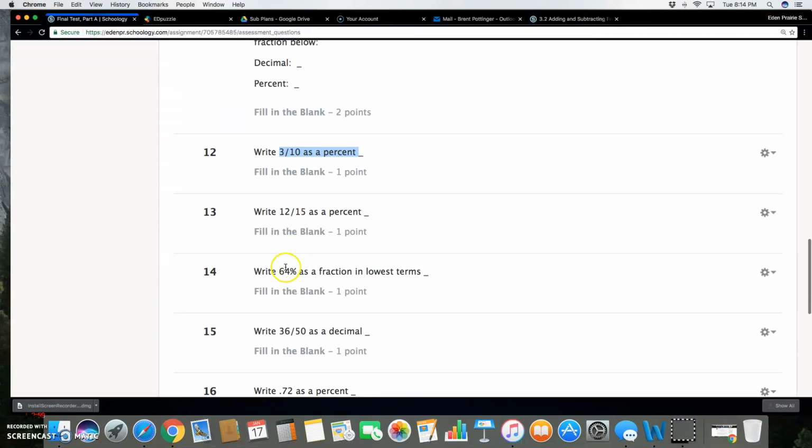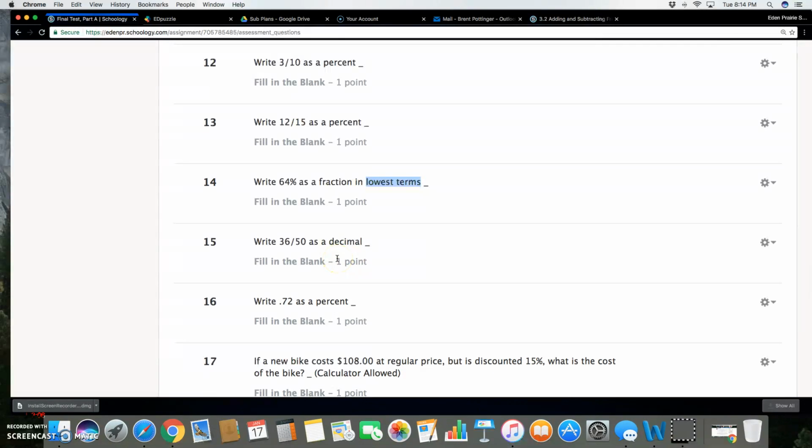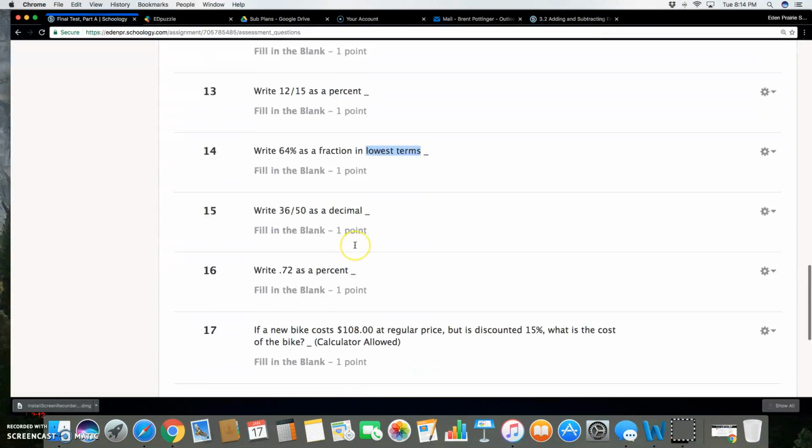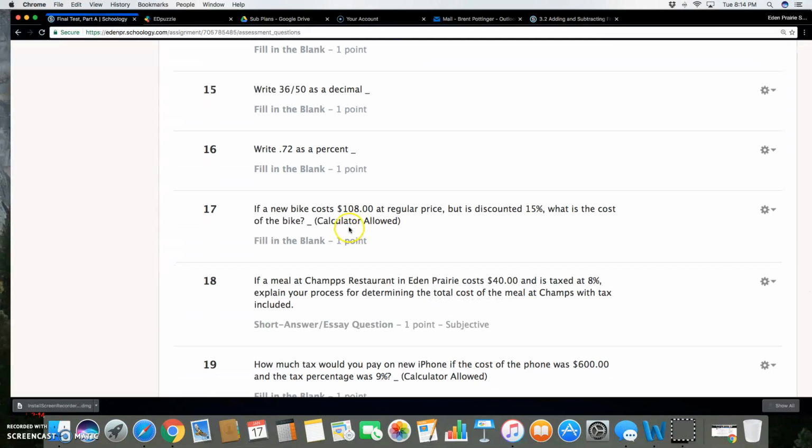Number 14, I want 64% as a fraction in the lowest terms. 15, I want 36/50ths as a decimal. 16, I want 72/100ths as a percent. Number 17 asks you to calculate the discounted price of a bike if the bike costs $108. The discount is 15%. It wants the new cost of the bike. You may use a calculator.